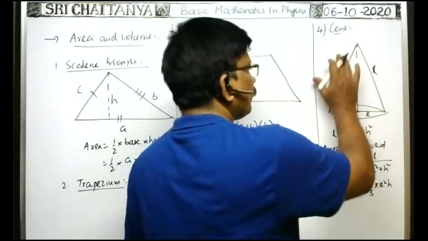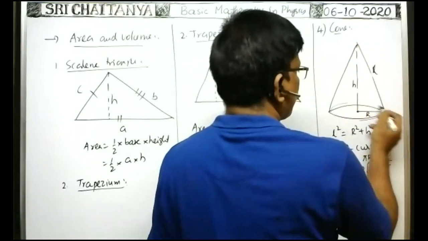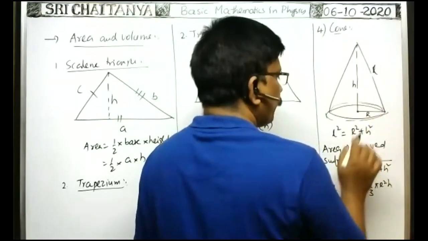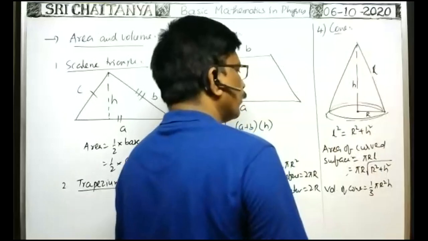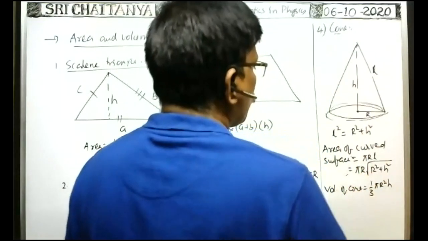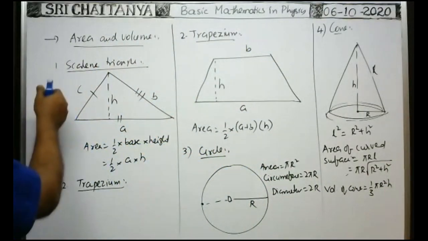Total surface area of the cone means the curved area plus the area of the flat surface. The flat surface is circular, that's why pi r square. Pi r square plus this one is the total surface area of the cone. But the curved area of the curved surface means only pi r L, which is equal to pi r into square root of r square plus h square.